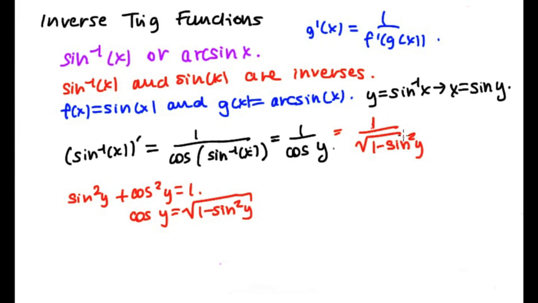And we're almost done. We just need to replace sine squared of y because we want it in terms of x. Well, it's right here. Sine of y equals x. So this is the same thing as 1 over the square root of 1 minus x squared. And we're done. We just proved that the derivative of arc sine x is positive 1 over the square root of 1 minus x squared.